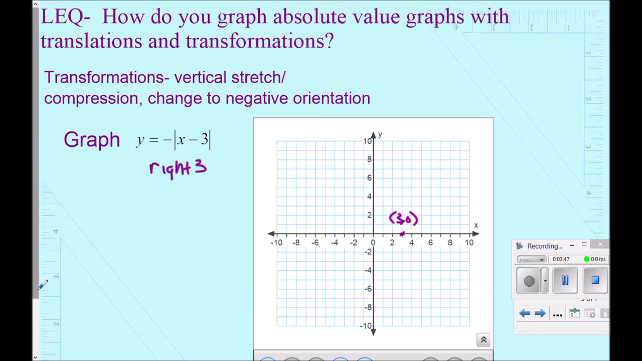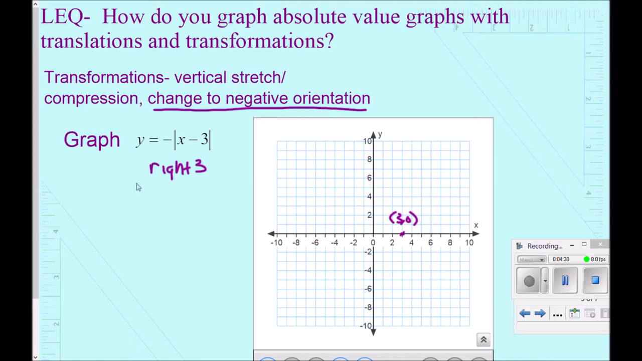So -1 is going to cause this graph to change orientation. All right, so the normal absolute value of x graph has a positive orientation, meaning it opens up. Because of this negative sign, our graph is going to open down, and we call that a negative orientation when it opens down. By the way, a negative orientation is another example of a transformation. I gave you that term yesterday. Translations, remember, were the shifts, left, right, up, and down. Transformations, I told you vertical stretch and vertical compression are examples of transformations. Another example of a transformation is when the graph changes to a negative orientation.